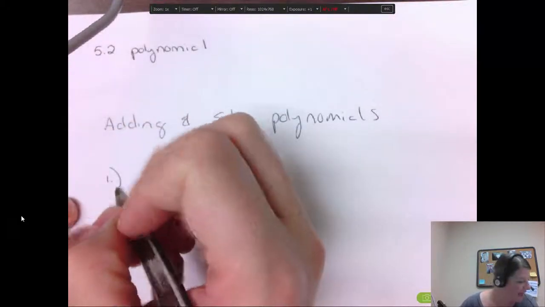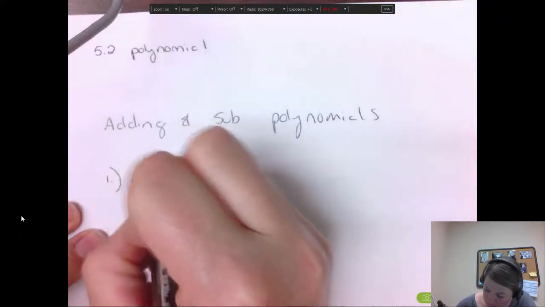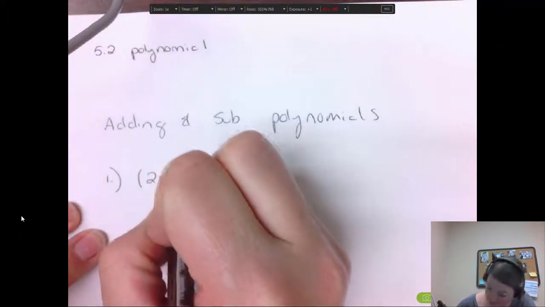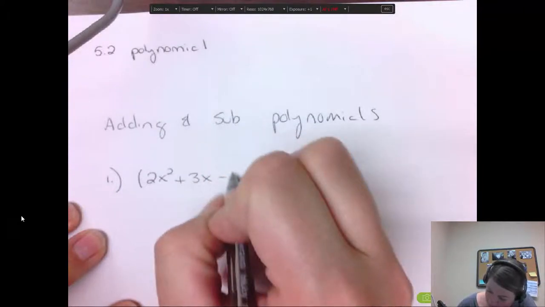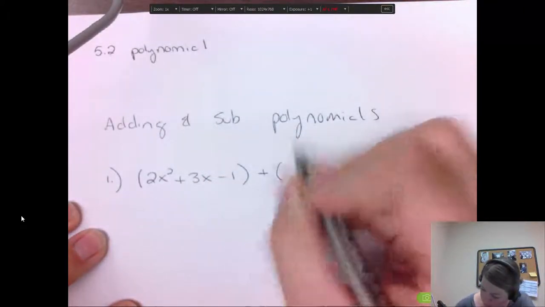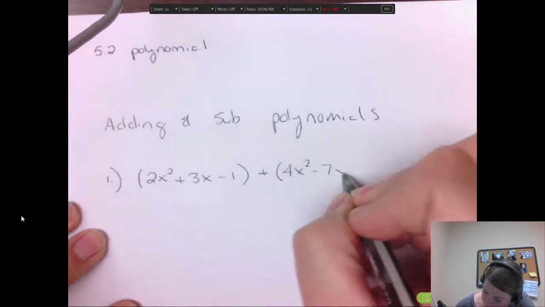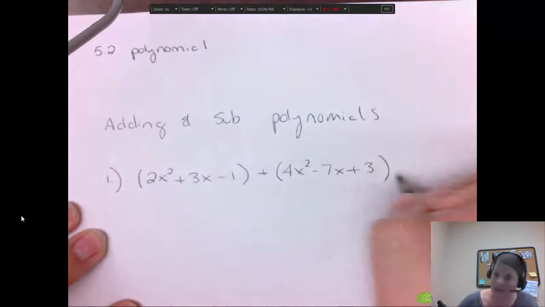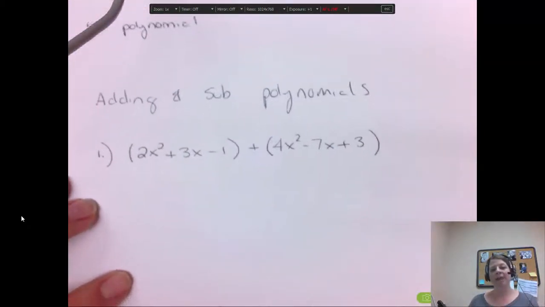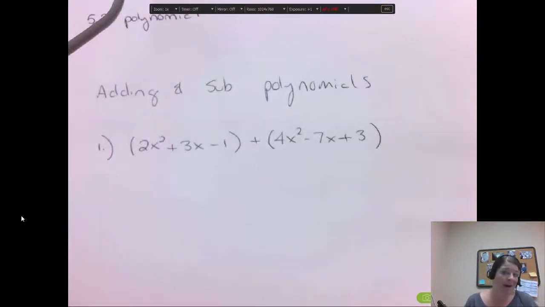What if I have the polynomial 2x squared plus 3x minus 1, and I'd like to add that to the polynomial 4x squared minus 7x plus 3. These are both trinomials and we are adding them together. I don't really need that parenthesis much when it's a plus, but we do that a lot. We say, okay, this polynomial plus this polynomial.